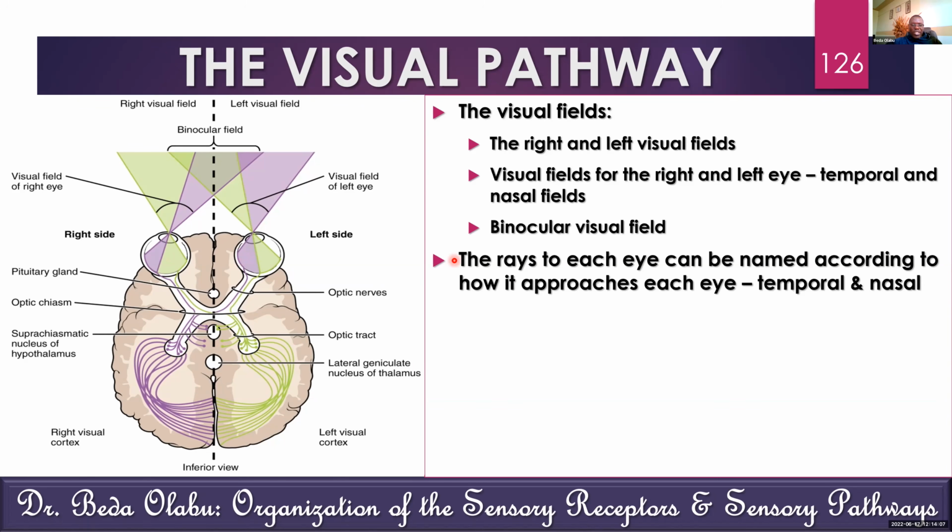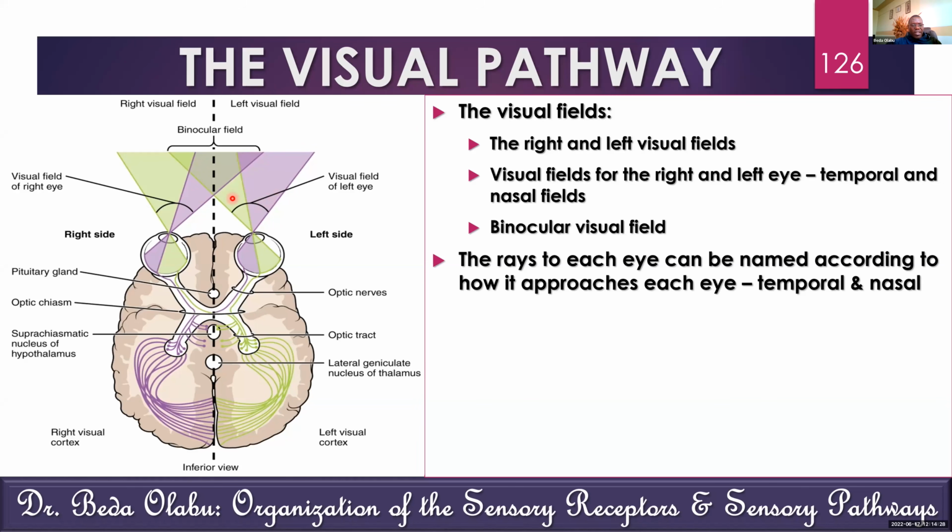So that statement, I want you to understand it well, that the rays to each eye can be named as either coming from temporal field or nasal field. That is true. For the right eye here, the green is temporal and that other color is nasal.